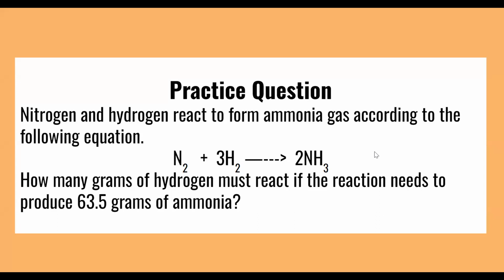This is the practice question. Nitrogen and hydrogen react to form ammonia gas. According to the following equation, how many grams of hydrogen must react if the reaction needs to produce 63.5 grams of ammonia? Okay, so pause the video and try it. Remember, grab your stoichiometry steps from the previous video. That will help you a lot.